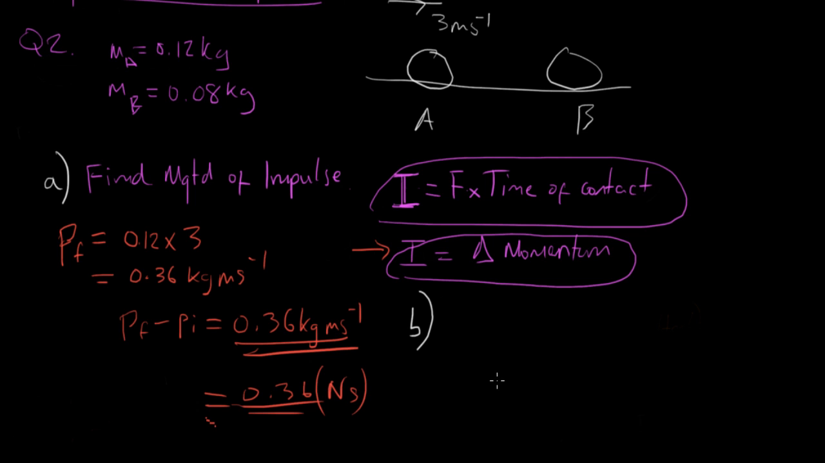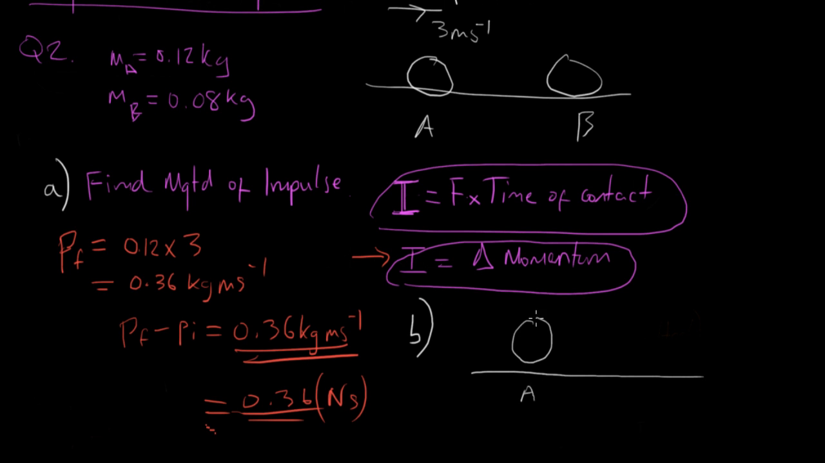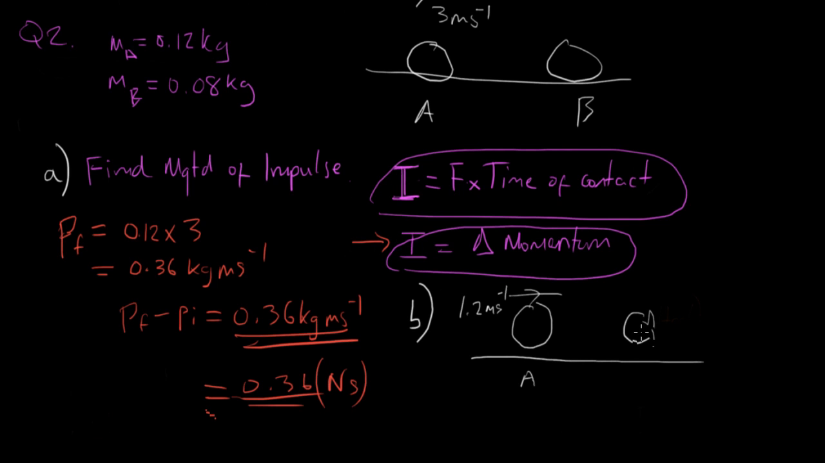the speed of A after the collision. So they collide, and after the collision A has the same direction, but the velocity is changed. The speed is 1.2 meters per second after the collision, and the direction is unchanged. And it says find the velocity of B. So it's going to be in that direction because it's being hit from there, but we don't know what the velocity is.